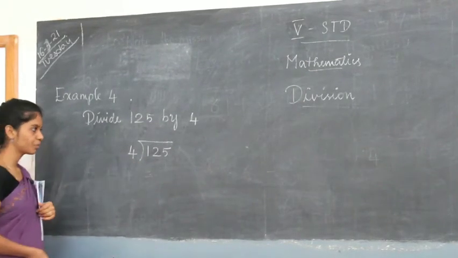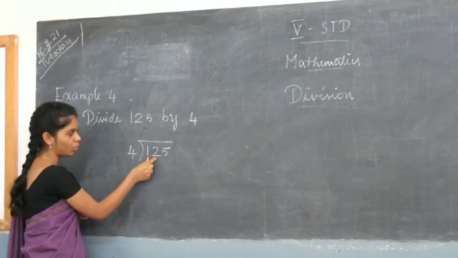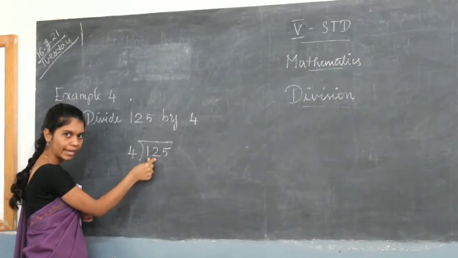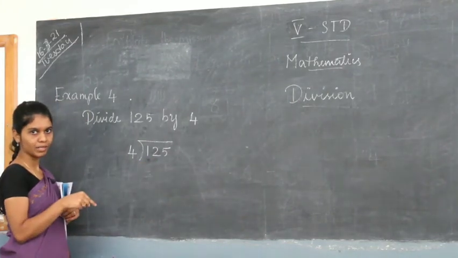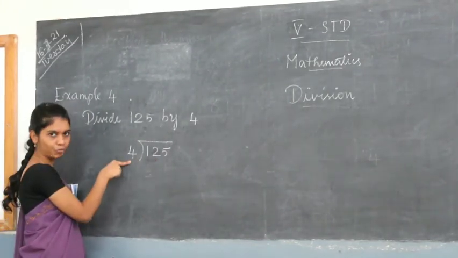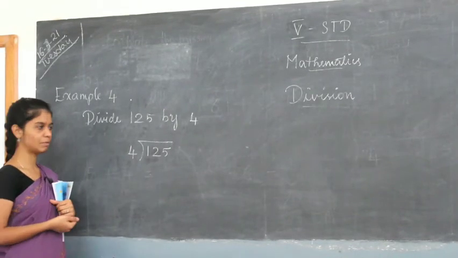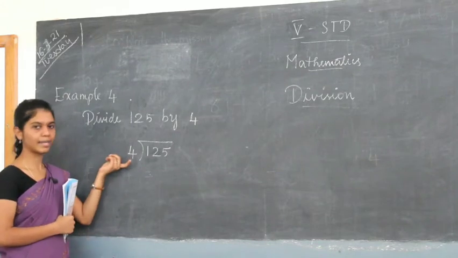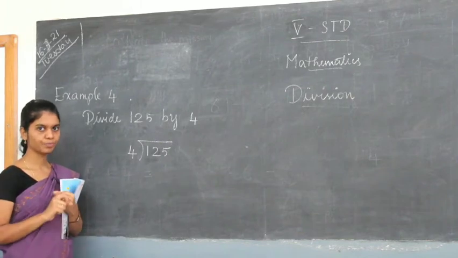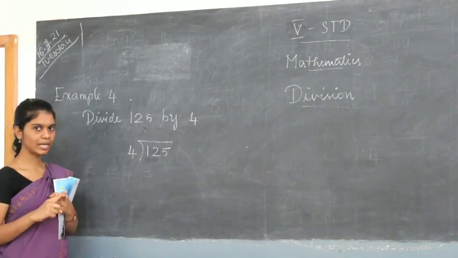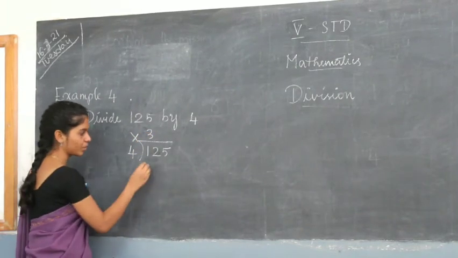So what you should do? You should get help from the neighboring number, which is 2. So when you look at the first 2 numbers of the highest place value, you can see 1, 2, which is 12, right? So 12 is greater than 4. So what you should do now? You should tell tables, the divisor table. So you should start telling 4 tables. 4 ones are 4, 4 twos are 8, 4 threes are 12. So 4 multiplied with 3 gives you 12.